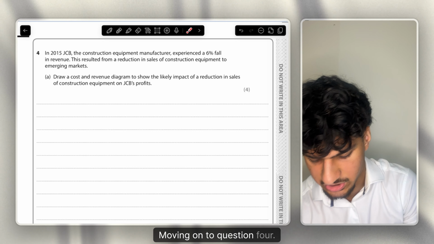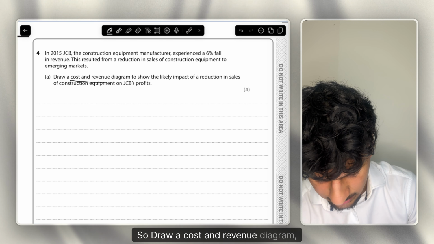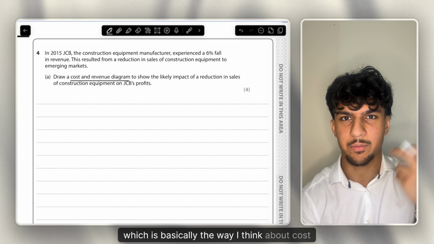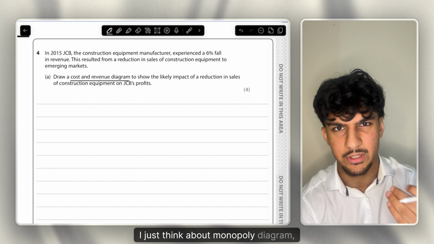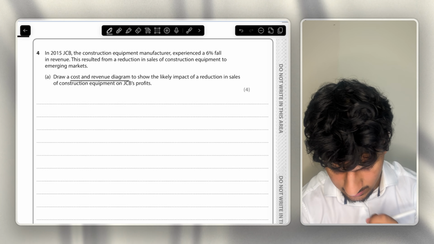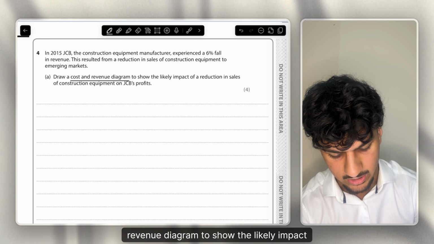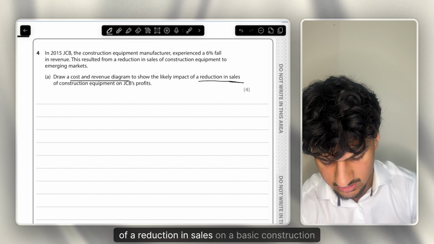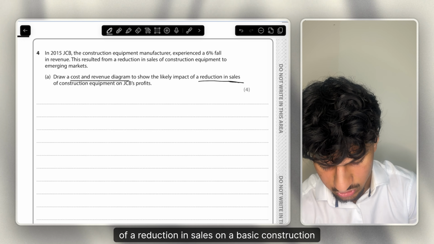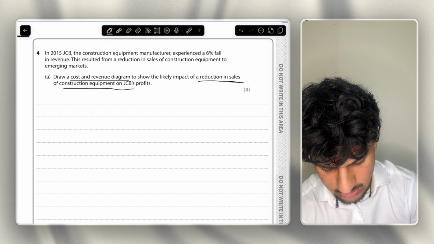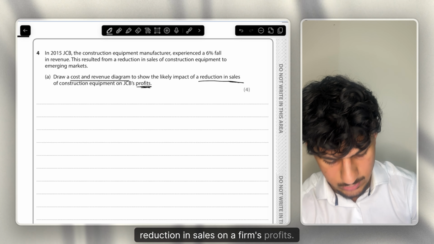Okay, moving on to question 4. Draw a cost and revenue diagram, which is basically the way I think about monopoly diagrams, but that's just how I remember it. Draw a cost and revenue diagram to show the likely impact of a reduction in sales on a basic construction equipment firm JCB's profits. So a reduction in sales on a firm's profits.